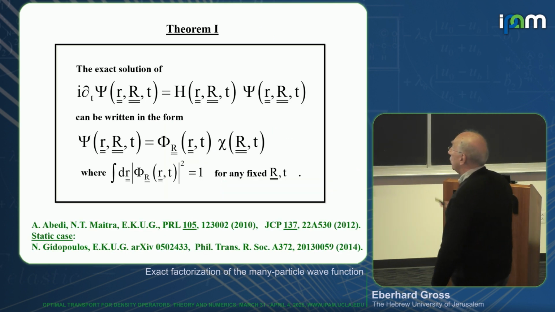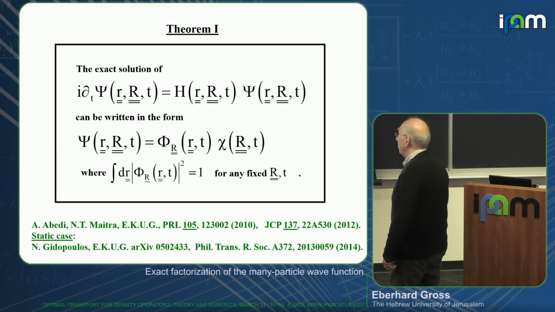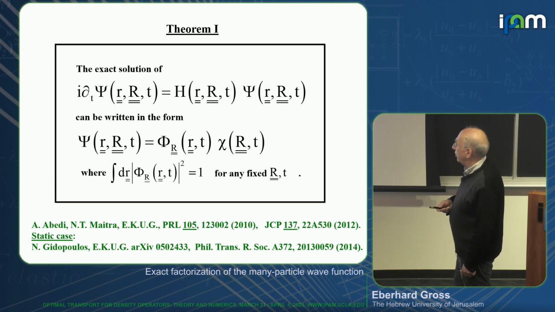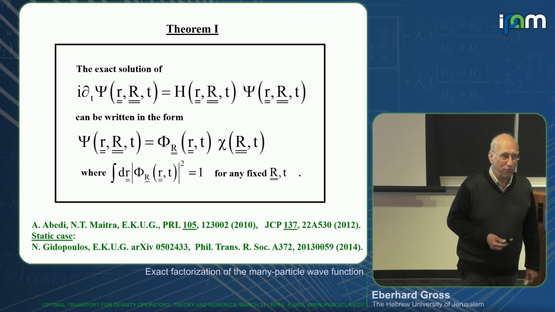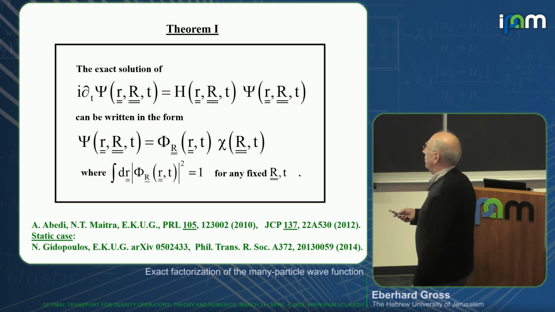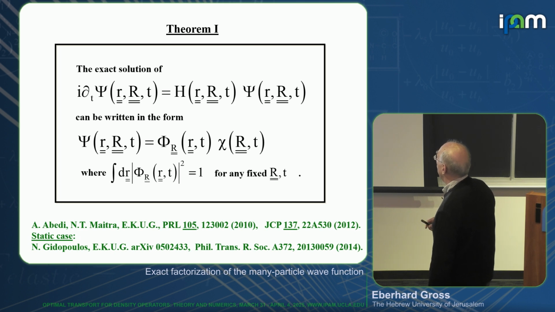Okay, so here's the first theorem. It tells you that the full wave function actually can be written in this way. And the important thing is that this electronic factor is normalized to 1 for each fixed nuclear configuration and each time. This means that this guy actually has the meaning of a conditional probability amplitude. So the absolute square of this guy is the probability of finding the electrons at little r given the nuclei are at capital R.